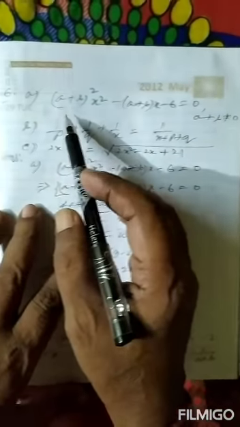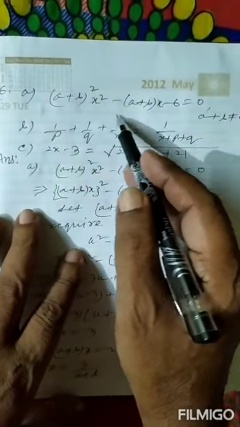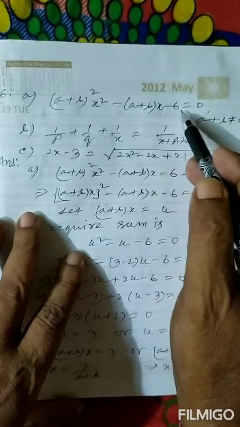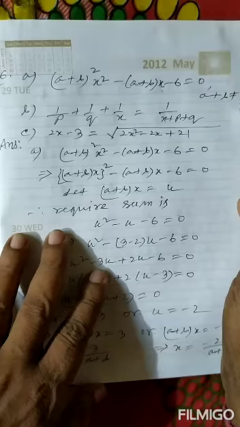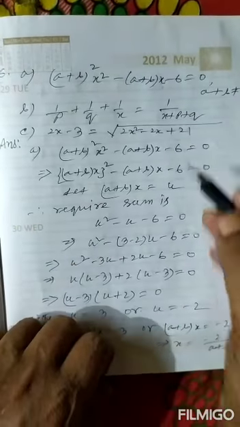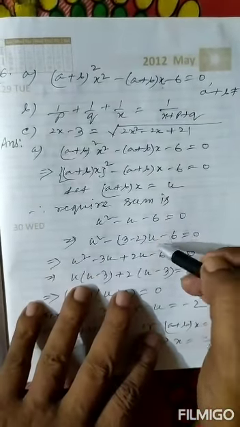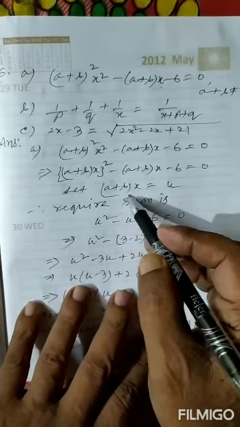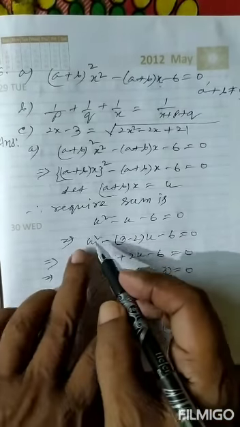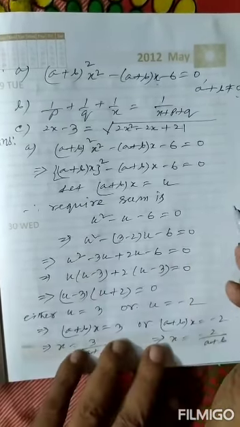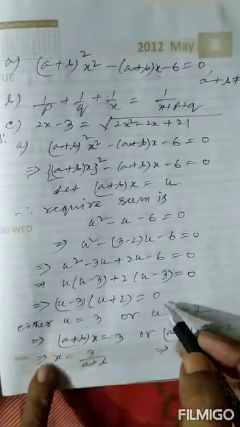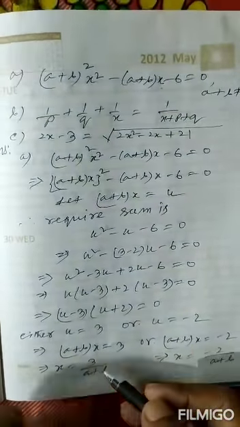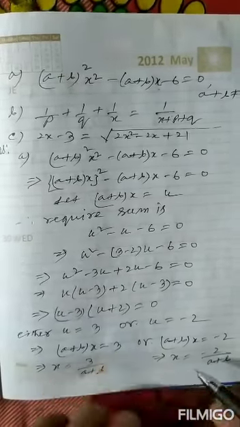Another question: a plus b whole square x square minus a plus b whole into x minus 6 equal to 0, where a plus b not equal to 0. We solve in the standard form by using a plus b into x equal to u. Substituting, the equation is u square minus u minus 6. By solving by factorization, we get u minus 3 into u plus 2 equal to 0. Substituting, x equal to 3 by a plus b or x equal to minus 2 by a plus b.